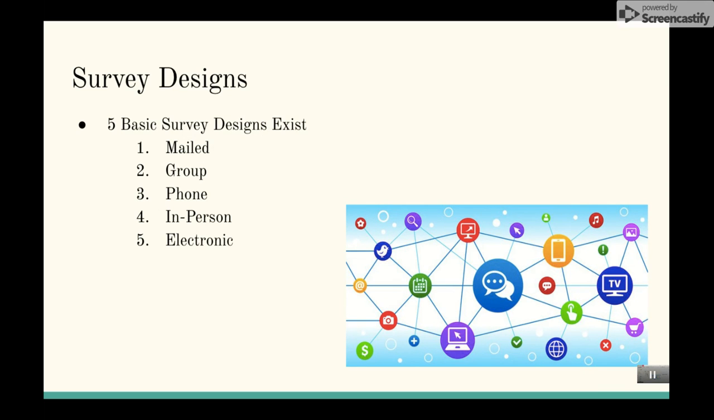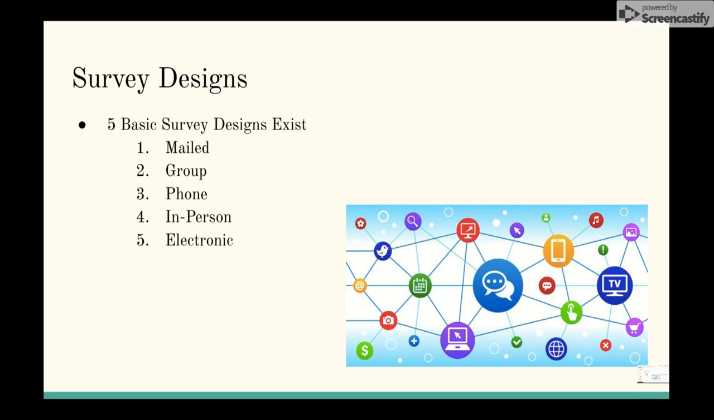When it comes to survey designs, there are 5 basic designs that exist. The first one is a mailed survey that is conducted by mailing a questionnaire to respondents who then administer the survey themselves. The structure of this questionnaire is mostly structured. The principal drawback in using this method of survey administration is the difficulty maximizing the response rate; we have to rely on people to voluntarily return the surveys.